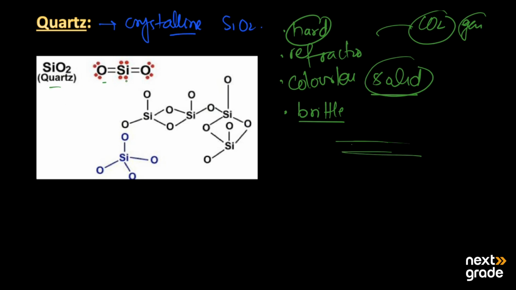Here we have silicon dioxide and its electronic structure, how many electrons have been shared. You can see that every silicon is tetrahedrally bonded and makes bonds with the oxygen atoms. So this is the simple crystalline structure of quartz that is different from carbon dioxide.